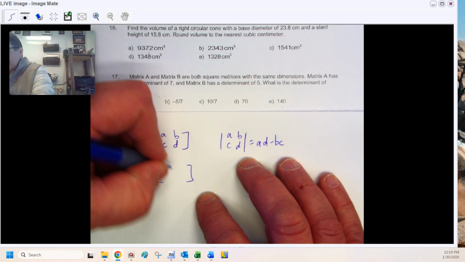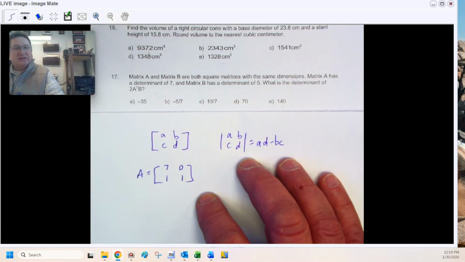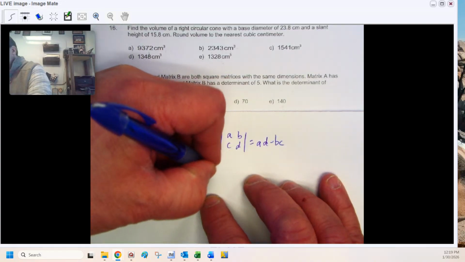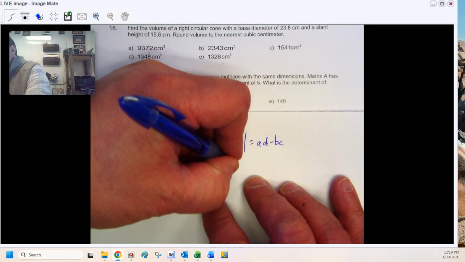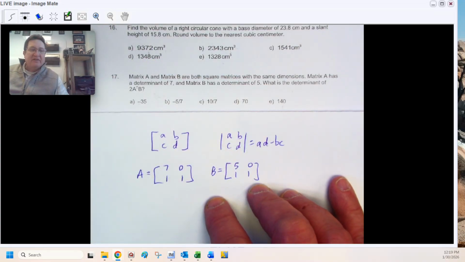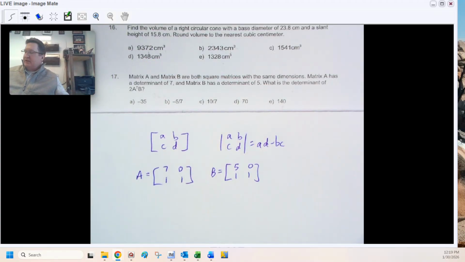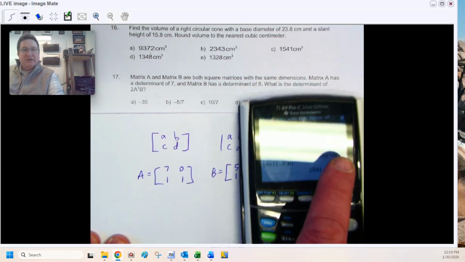So I'm going to just put 7 here and 1 here. I'll put 0 here. 1 here would work. And so that would be 7 minus 0 if we found its determinant. And then matrix B, if we did it similarly, this would be a matrix whose determinant is 5. And again, you don't have to know any more than that to get this problem right. I'll show you.